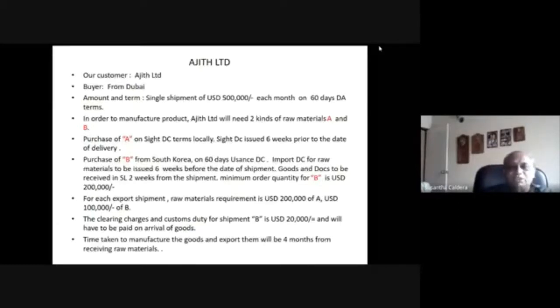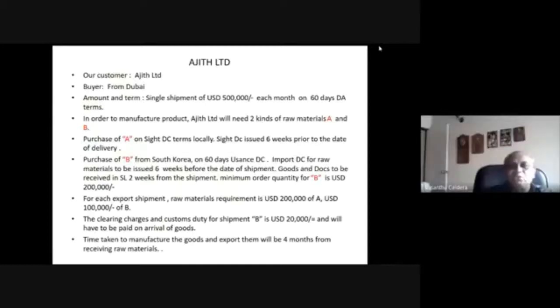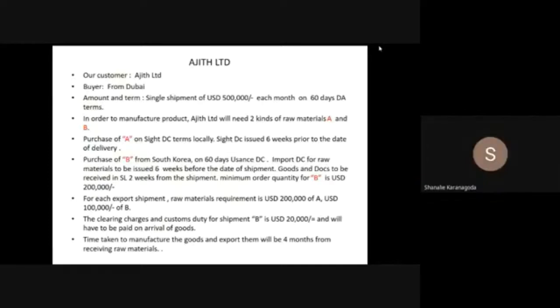Then altogether how many months? 6 weeks plus 2 weeks, 8 weeks, 2 months. Lead time 2 months.